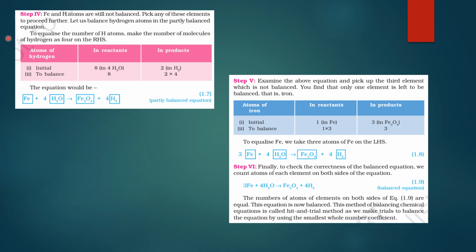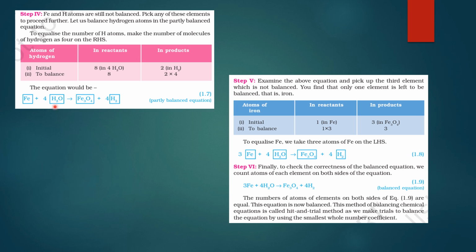So how do we balance these? As we saw, here 8 hydrogen atoms were present and on the RHS there were only 2. So now we put a 4 in front of hydrogen. So what happens on the RHS? 8 hydrogen atoms are there, and on the LHS also 8 hydrogen atoms are there.